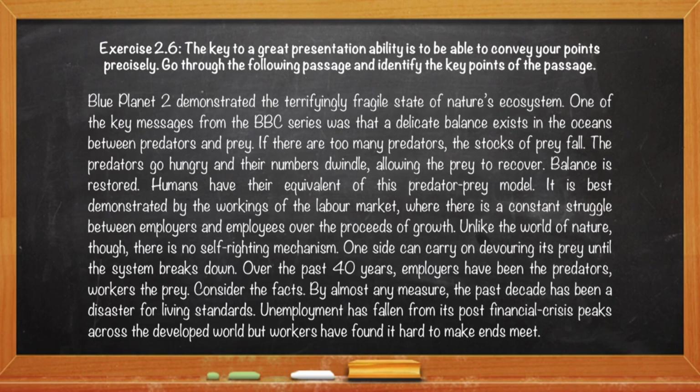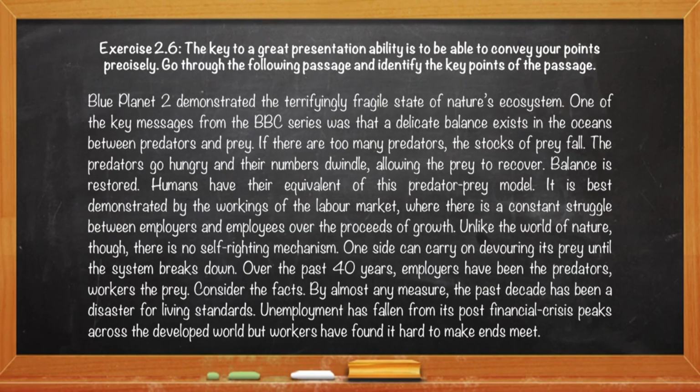Here is an exercise for you. Go through the following passage and identify the key points of the passage. Blue Planet 2 demonstrated the terrifyingly fragile state of nature's ecosystem. One of the key messages from the BBC series was that a delicate balance exists in the oceans between predators and prey.